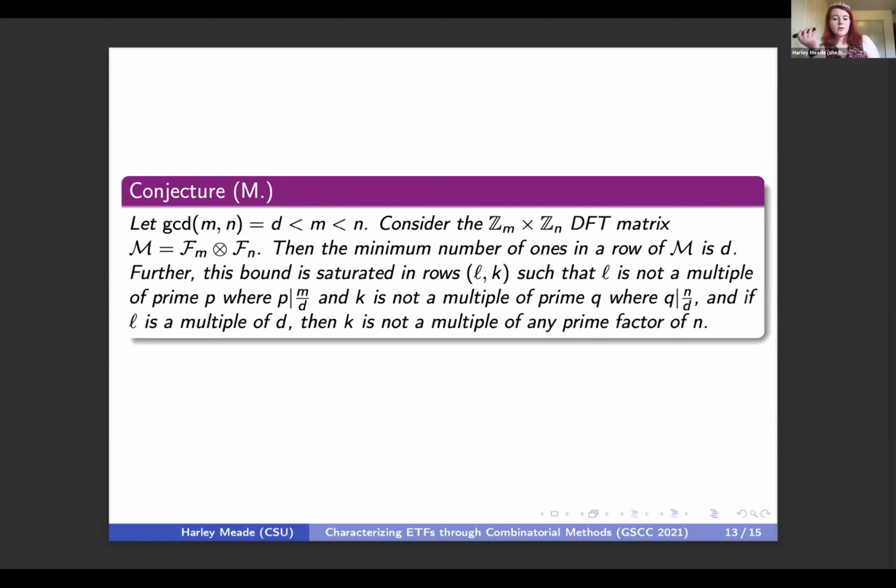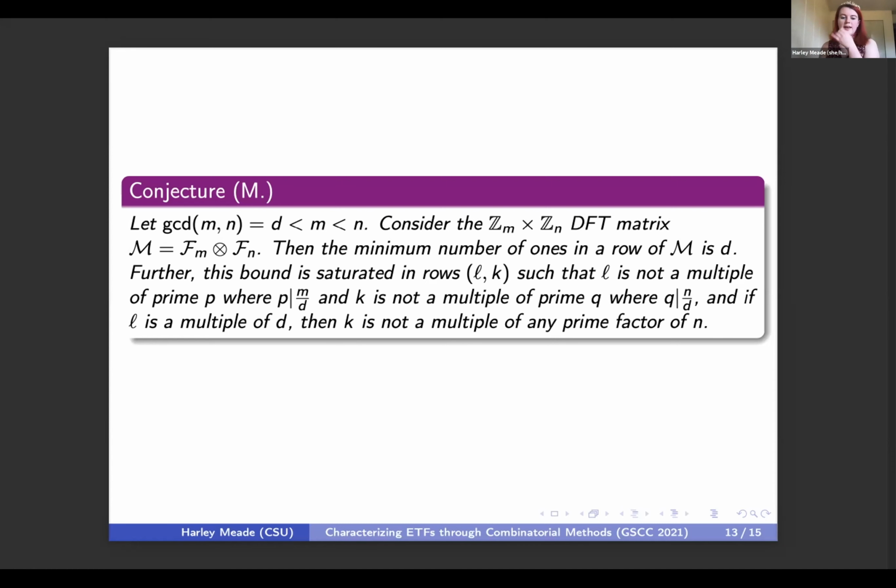Going off that, numerically, this seems true, but it needs even more casework, and I haven't finished the proof yet. But this is when N is not a multiple of M. The minimum number of ones is going to be the GCD of M and N.